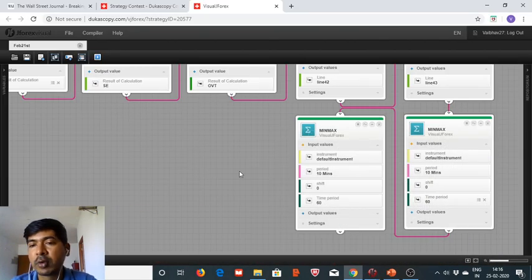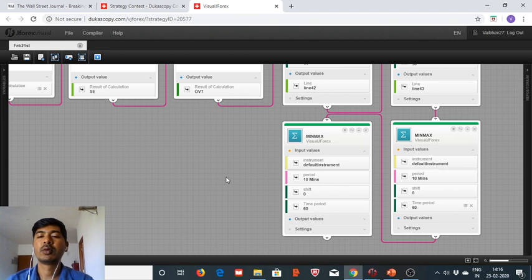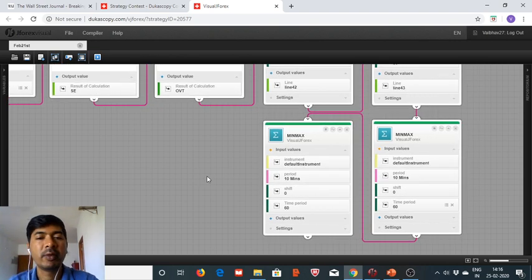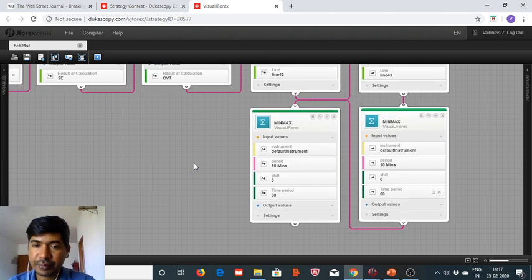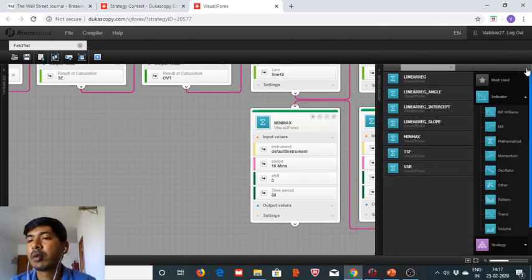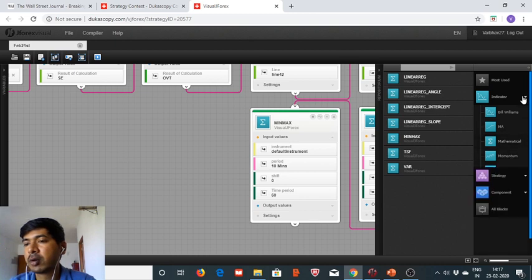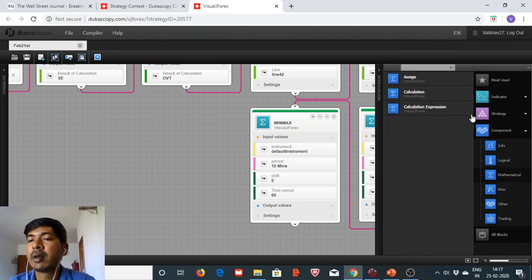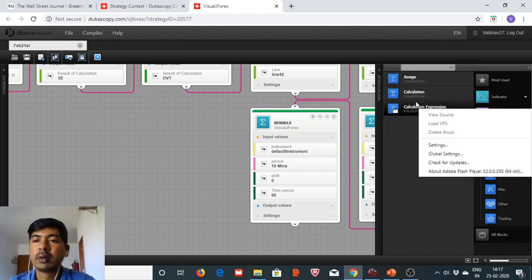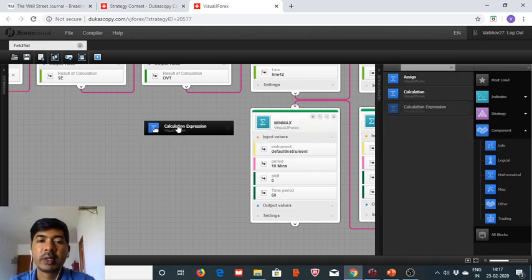Today we are almost running out of time, so because of that it will be a bit difficult. But even now, here we are done with this. So we bring in the calculation expression, and for the calculation expression we will need to utilize components and then mathematical, and here we got this calculation expression.